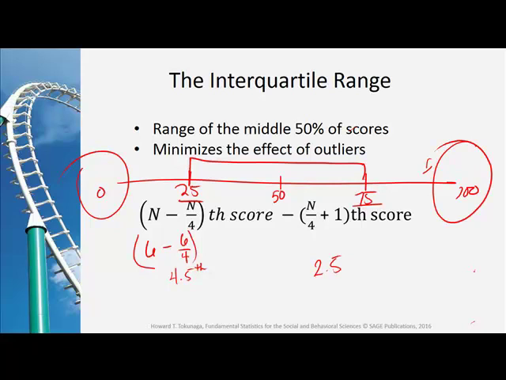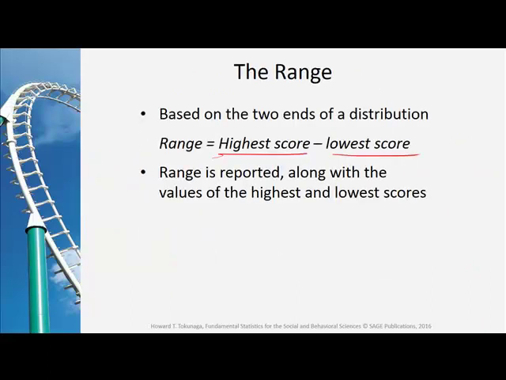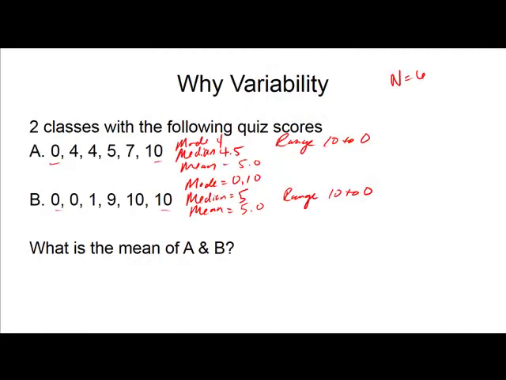So what are we going to do here? We're going to take the fifth score minus the third score. Okay. Fifth score minus the third score. So the interquartile range is 7 minus 4. The width of the interquartile range is 3. Let's take the fifth score minus the third score here. 10 minus 1 equals 9.